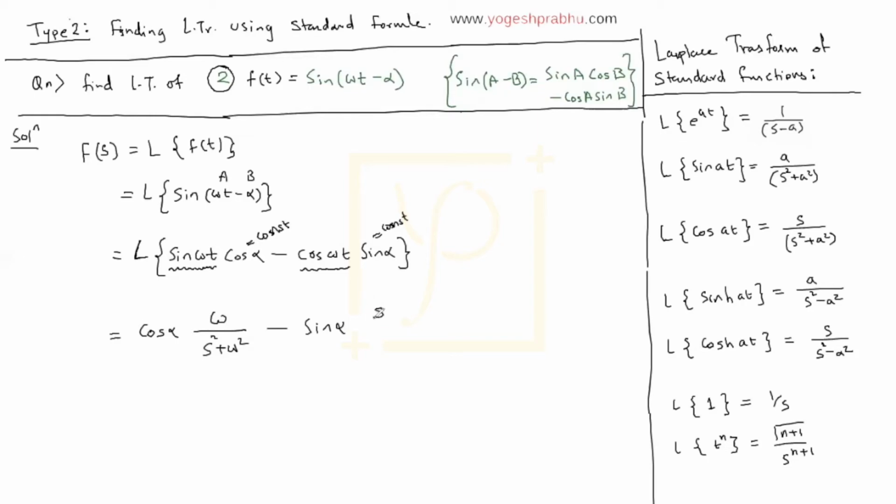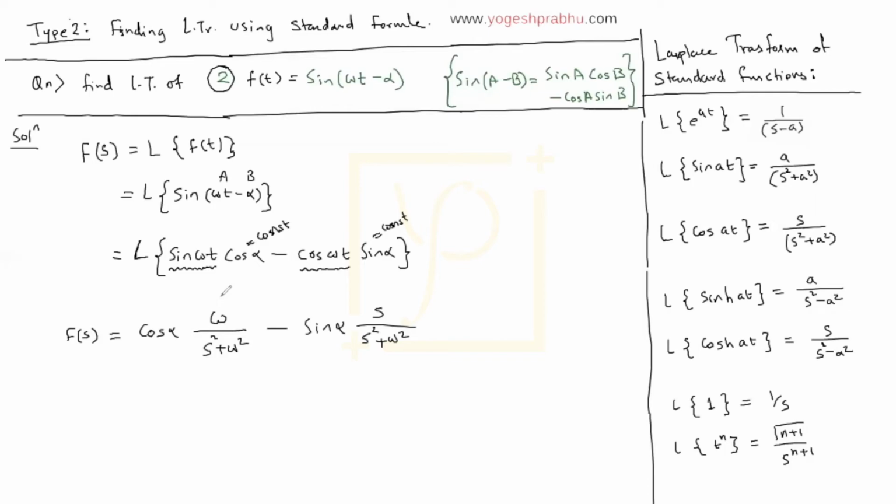So this will become s upon s square plus omega square. And now this is the final answer of f of s. So all you have to learn here is that you have to get it in the exact same form as the standard formulae we have here. And then you can use these formulae and write down the answer of Laplace transform.